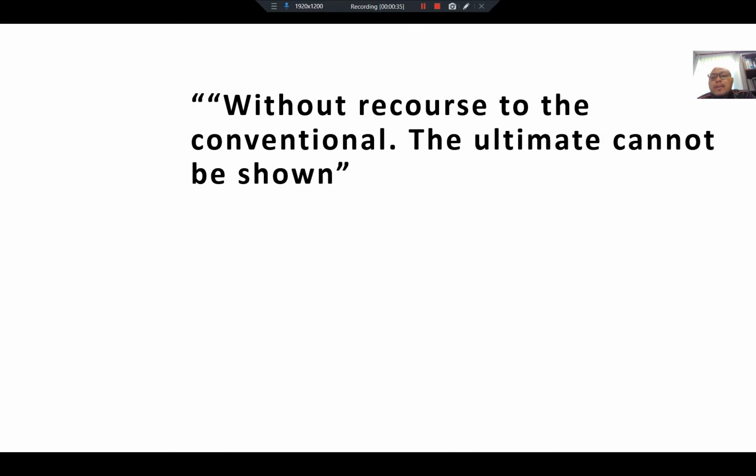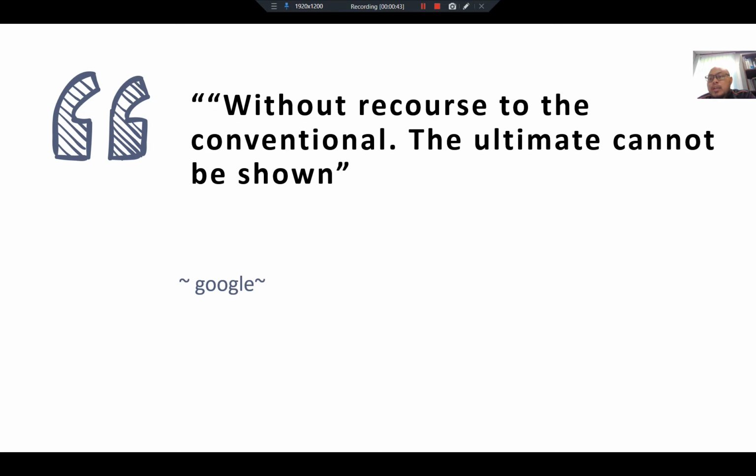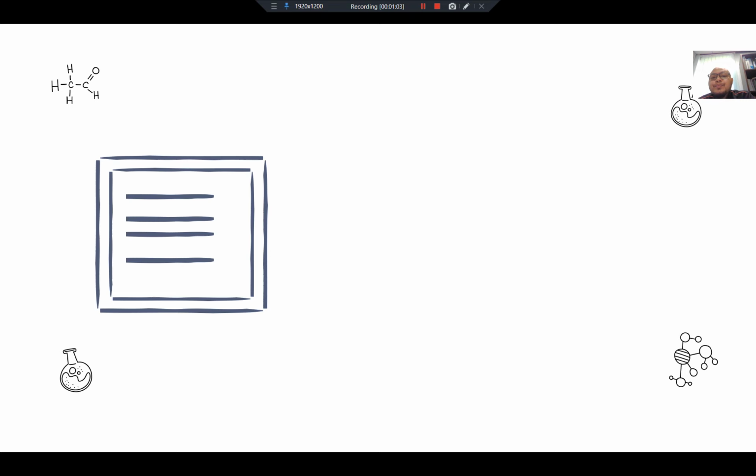Without recourse to the conventional, the ultimate cannot be shown. Source: Google only. So without conventional, we cannot move forward. Everything must have something to start with. But don't get dizzy over which came first, the egg or the chicken. So that's it. But it is a continuous process, still moving forward, right?